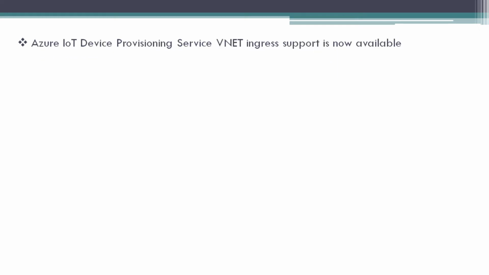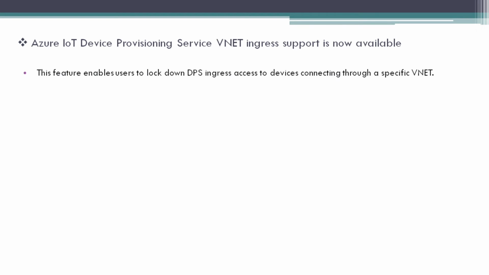Moving next, Azure IoT Device Provisioning Service VNet ingress support is now available. This feature enables users to lock down DPS ingress access to devices connecting through a specific VNet.